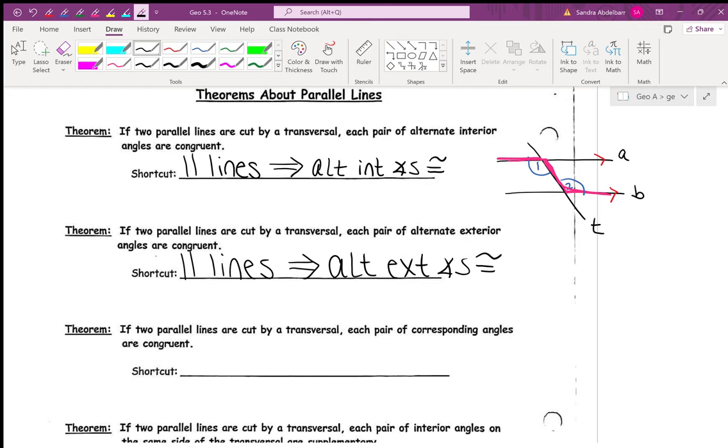So this usually doesn't apply to proofs? No, this all applies to proofs. Just the parallel postulate doesn't apply to proofs. All these theorems apply to proofs.